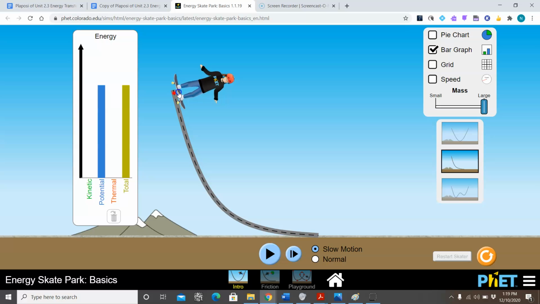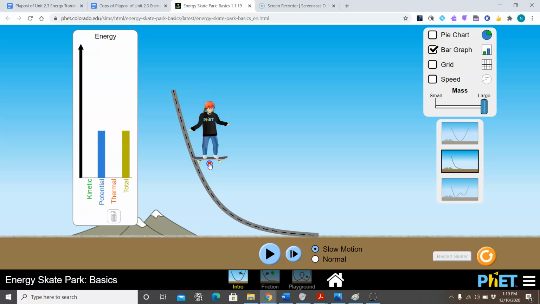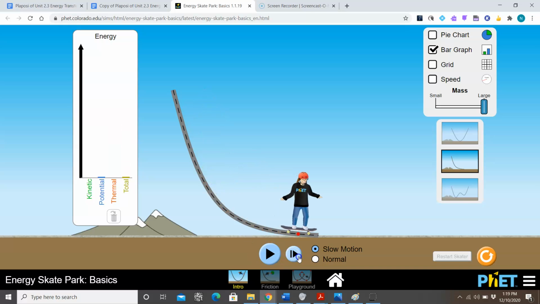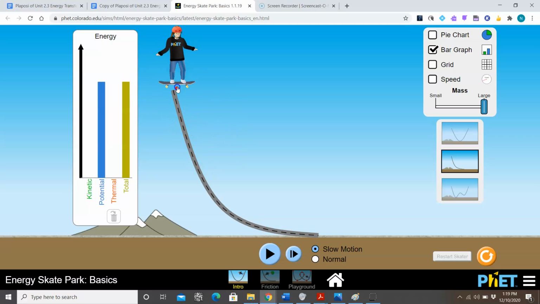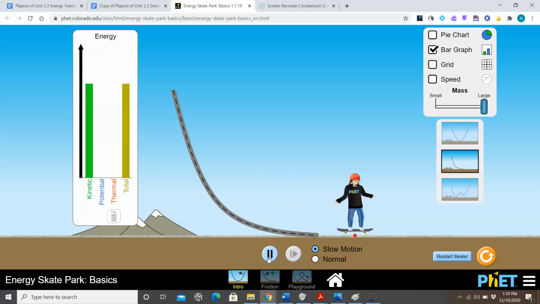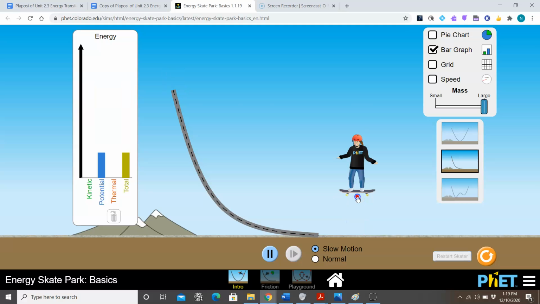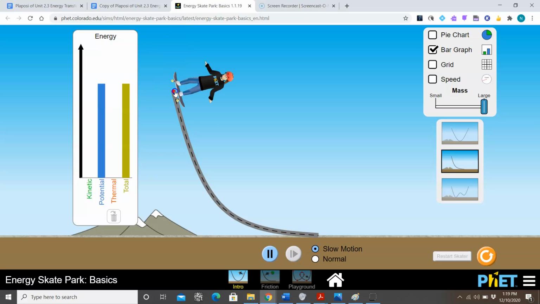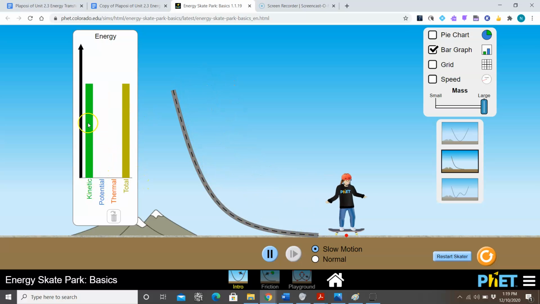So as my skater moves down the ramp, I want you to pay attention to what happens to the potential and kinetic energy values. Okay, so here we go. Right now the potential is all the way at the top. Let's see what happens. Let's see that again. When my skater is at the top, we have the maximum potential energy. As the skater slides down, the potential energy goes down and the kinetic energy goes up.